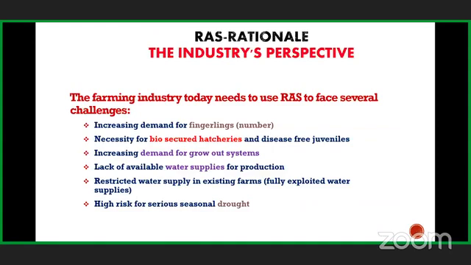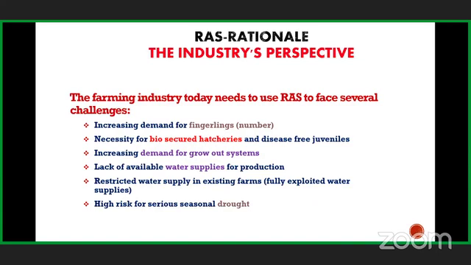So basically I am talking here about the first technology intervention, which is the recirculatory aquaculture system. A recirculatory aquaculture system is nothing but aquaculture in which 100% of our water is recycled and reused to cultivate our fish species. So what are the current challenges that RAS can solve?